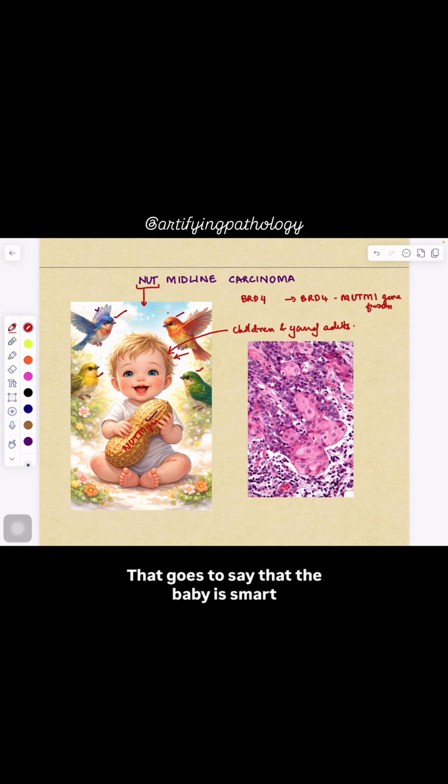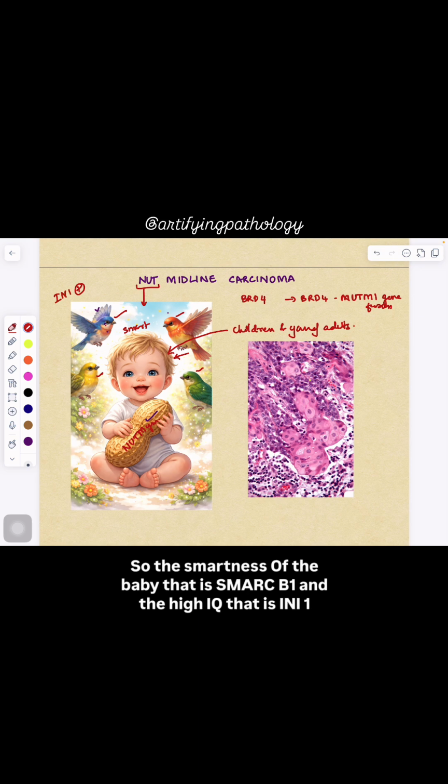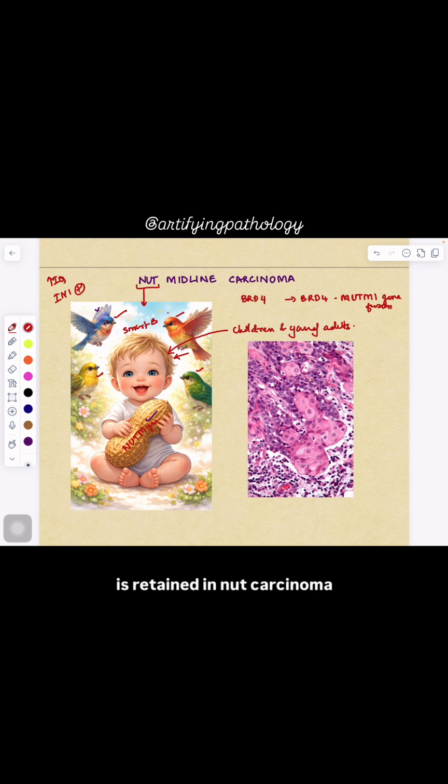That goes to say that the baby is smart. The baby is smart and the baby has high IQ. So that is signifying that INI-1 is retained. So the smartness of the baby, that is SMARCB1, and the high IQ, that is INI-1, is retained in NUT carcinoma. And although INI-1 is not required for the diagnosis, its retention helps to exclude SMARCB1 deficient tumors.